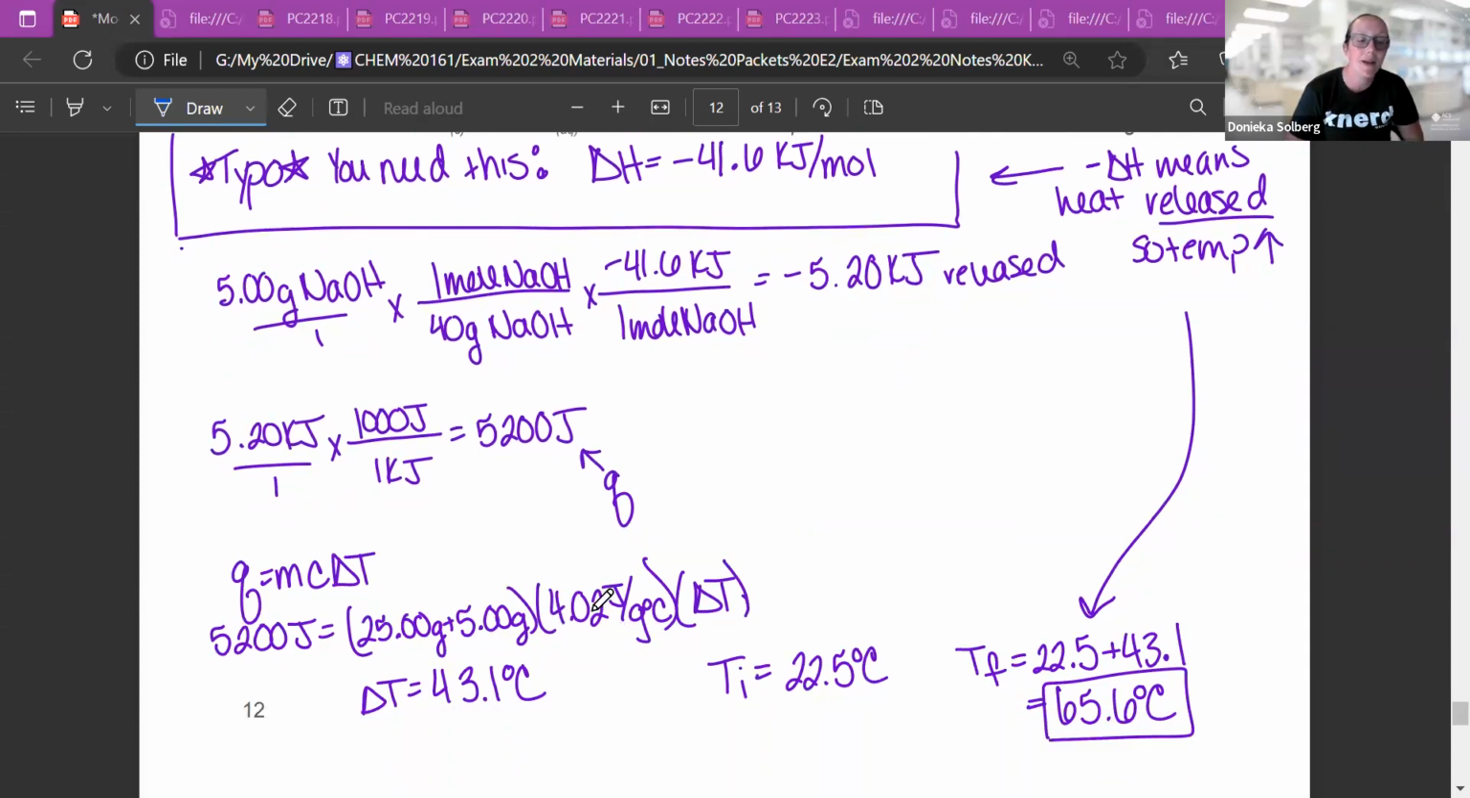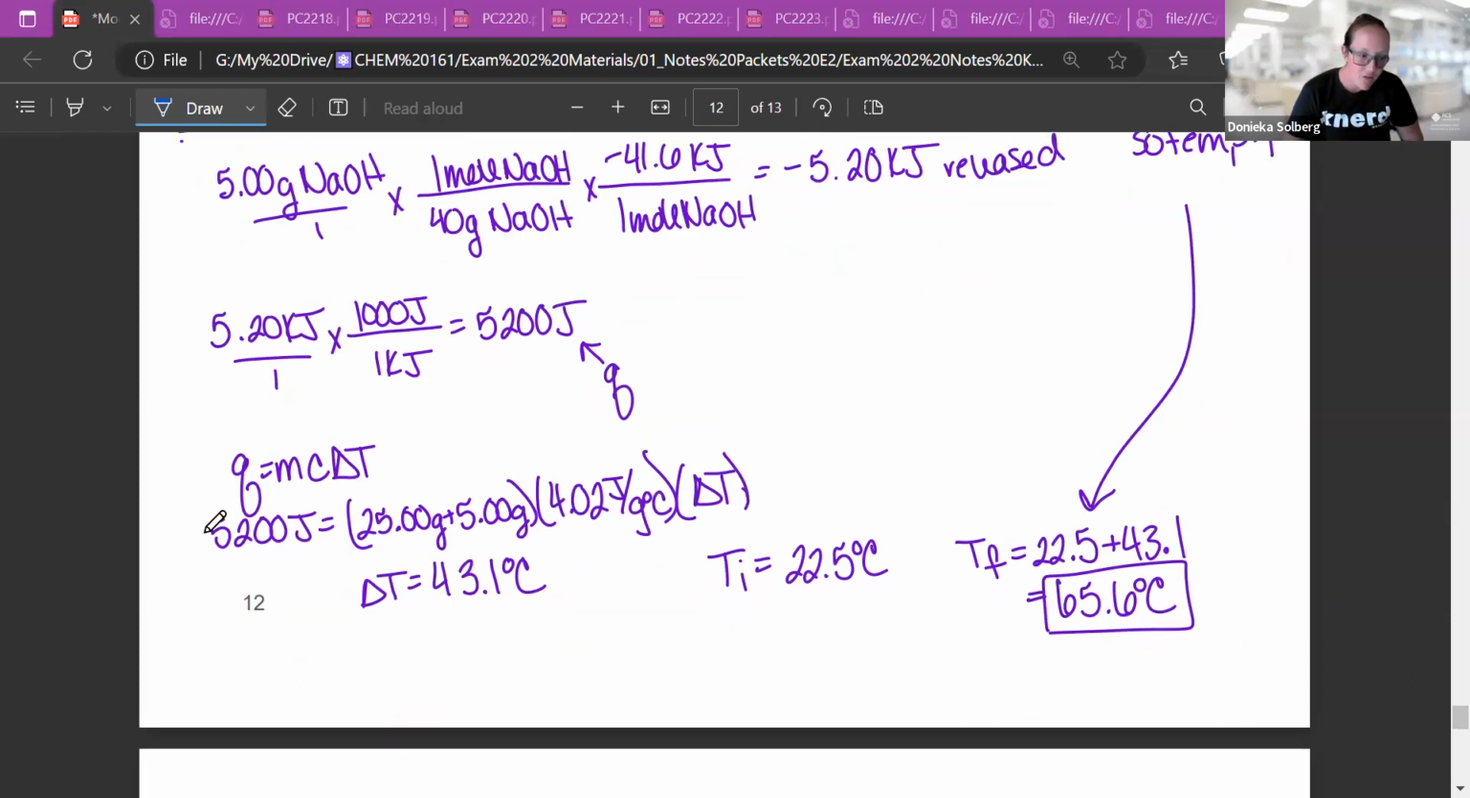Now I have my C value of 4.02 joules per gram degree Celsius. So I went ahead and converted this into joules. So 5.20 kilojoules is 5,200 joules. I dropped the negative because the heat is being released by the process and then absorbed by the solution. Again, you can just figure out the negatives at the end. If you left the negative, it's not a big deal. You could have left the negative right here and then solved for TF the other way.